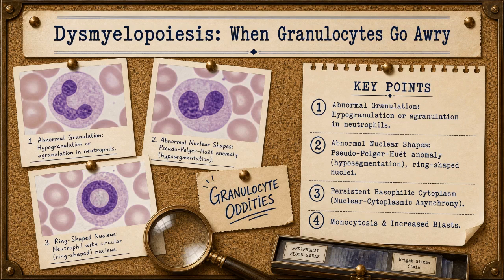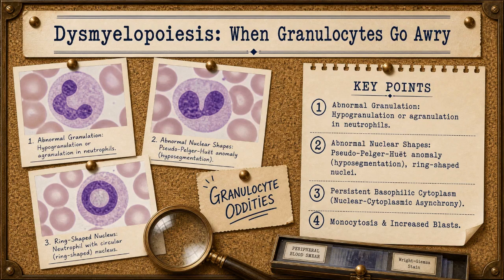Another feature is persistent basophilic cytoplasm. This indicates nuclear cytoplasmic asynchrony, where the cytoplasm retains an immature, basophilic appearance even though the nucleus might appear more mature. Your meticulous observation of these abnormal granulation patterns, bizarre nuclear shapes, and asynchronous maturation in granulocytes is absolutely essential for diagnosing dysmyelopoiesis in MDS.